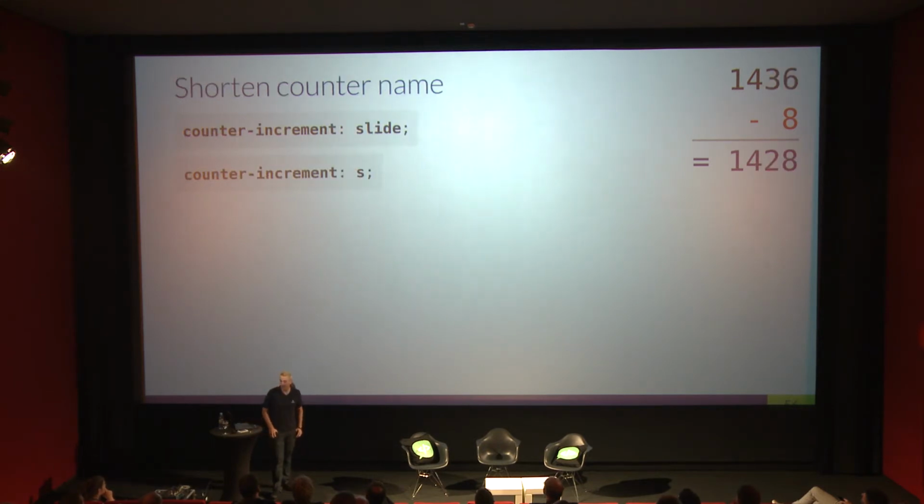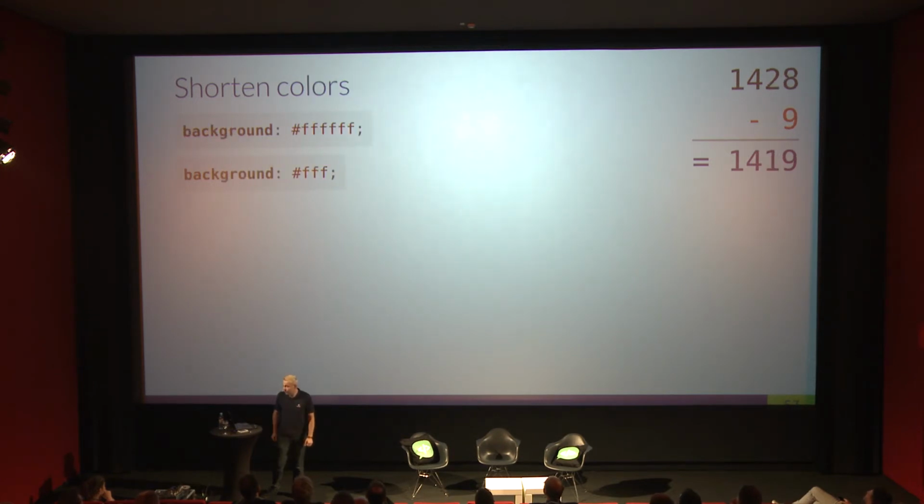I can shorten the counter name. I use the counter name of slide. If I say counter name s, I can save another 8 bytes because I use the counter name twice. I can shorten the colors. Instead of FFFFFF, I can just say FFF. I could have used the color red, which is the shortest color I can set, but red is ugly.